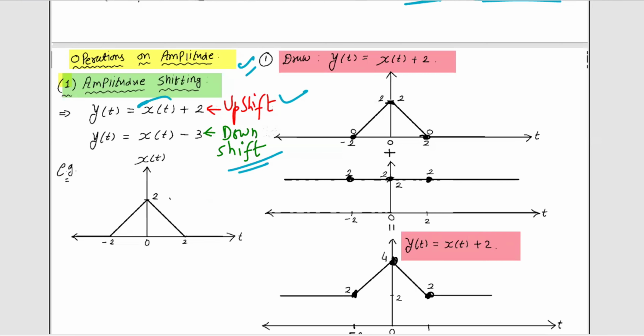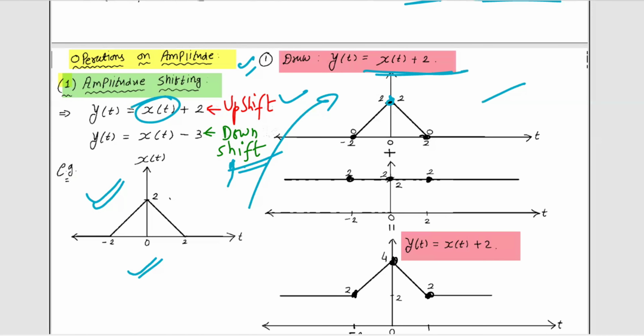For example, if there is a signal x(t), if you are adding some constant value to the signal, you are getting the upshift. Means x(t) + 2 would get me upshift. Similarly, x(t) - 3, suppose, then that would give me the value of downshift. Okay, suppose this is the initial signal, and if you want to convert this signal to x(t) + 2, just see this one, this is x(t) + 2.